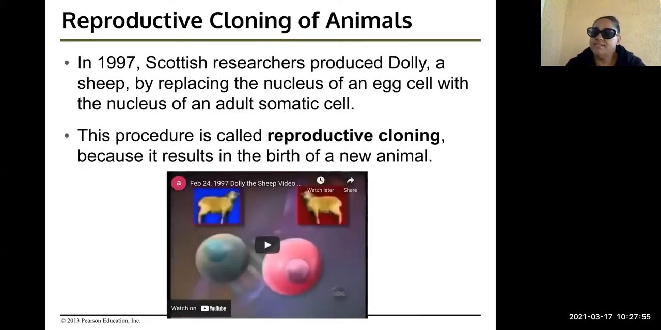In 1997, Scottish researchers produced Dolly, a sheep, by replacing the nucleus of an egg cell with the nucleus of an adult somatic cell. And that is reproductive cloning, cloning an entire animal. You guys can watch the video on Dolly the sheep if you want later. That was the very first animal that was ever cloned.